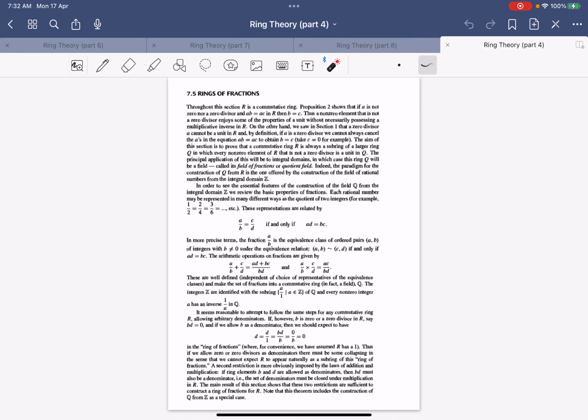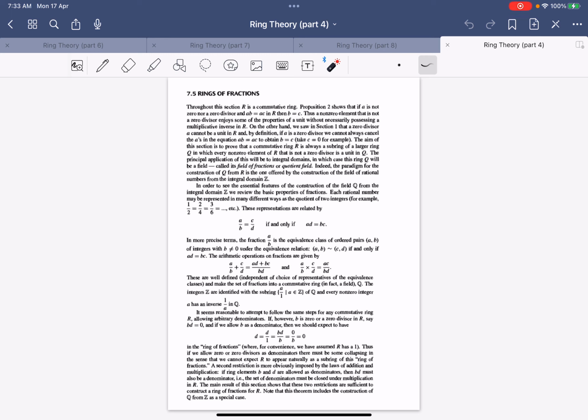Hi, in this video we'll be continuing the study of rings, and right now what we want to talk about is the rings of fractions. So how from one ring we can get more rings. So it's building upon what we have.